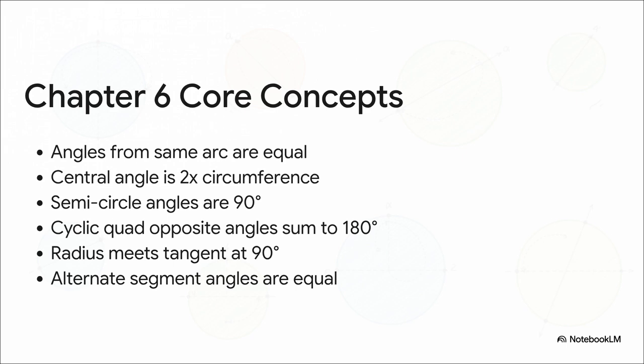You now have the complete visual map of Form 3, Chapter 6. But I want to leave you with a thought. As you walk around today, look at bicycle wheels, architecture, or even machinery. Where else in the real world are these hidden geometric circles and tangents lurking, silently holding our entire built world together? Keep your eyes open and keep discovering.